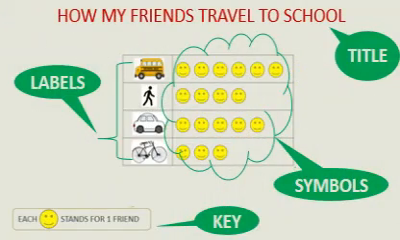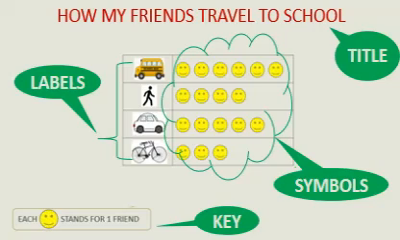Let us talk about the components of pictogram. Every pictogram has different components. Here we have 4 different components. The components are title, symbols, keys, and labels. First, we will talk about title. The title tells us what the pictograph is about. In this example, the title tells us how Fatma's friends are traveling to school.